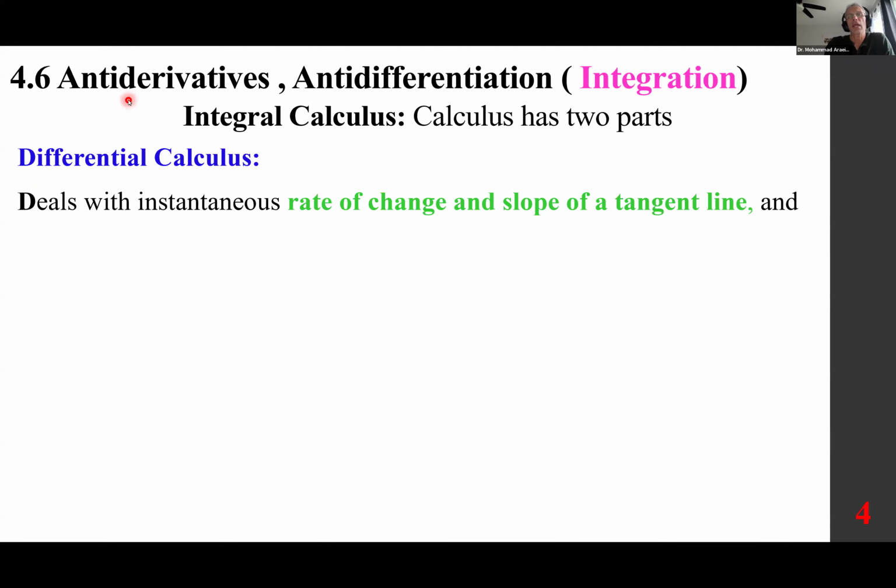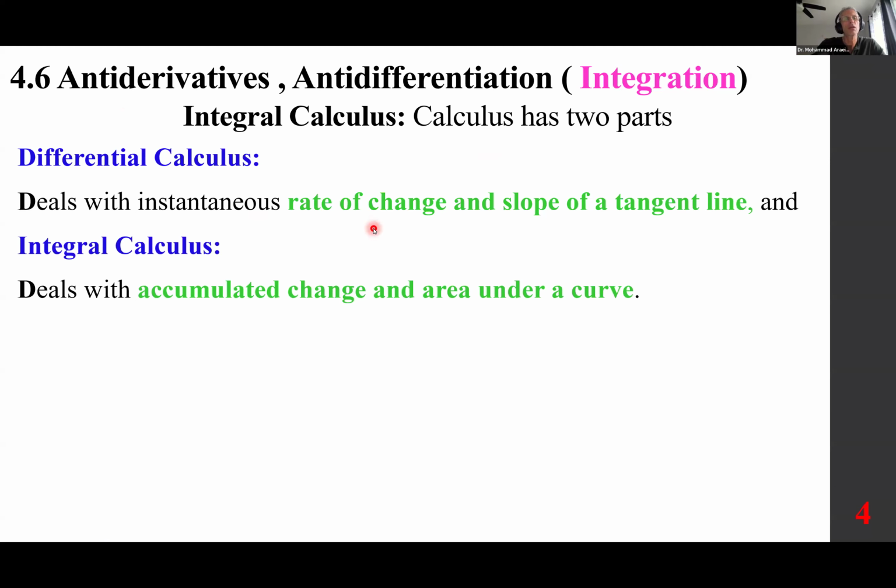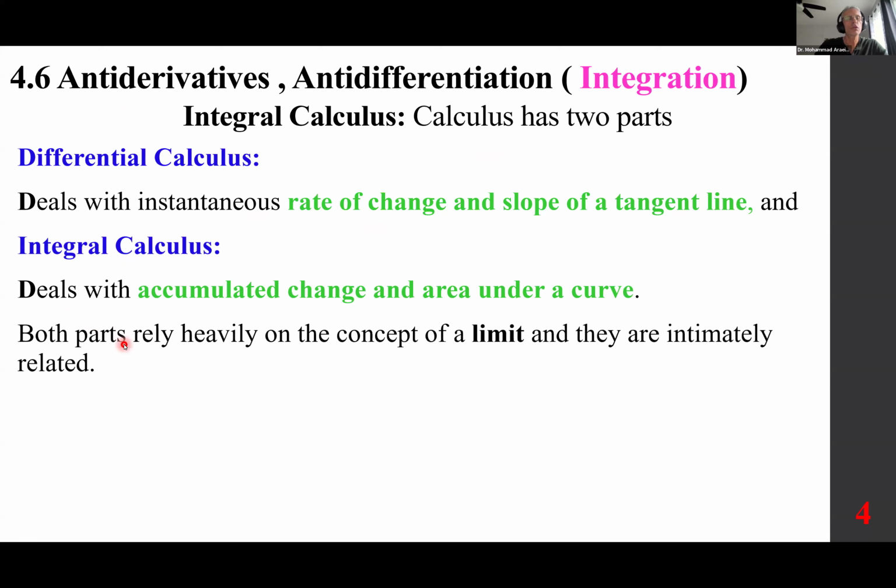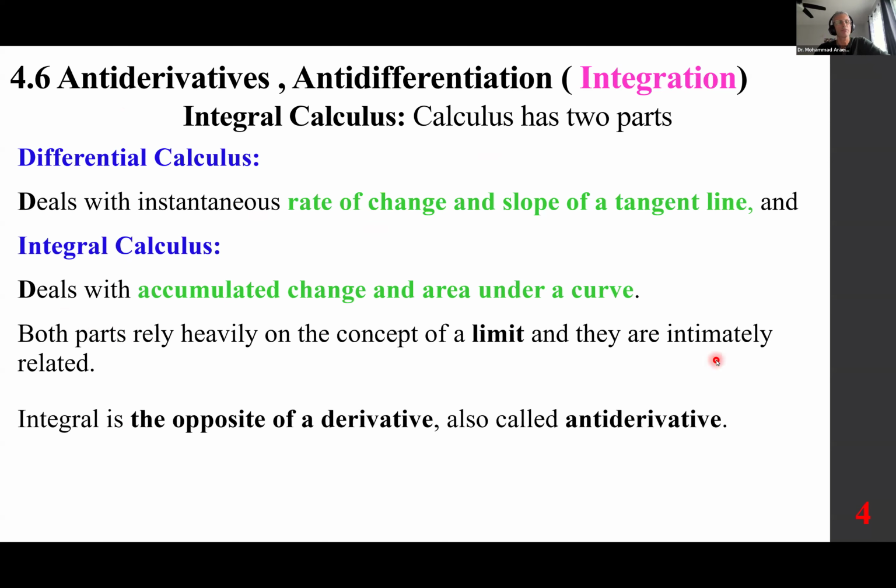4.6, antiderivatives, antidifferentiation, also known as integration. Integral calculus has two parts. Differential calculus, which deals with instantaneous rate of change and slope of a tangent line. Integral calculus, which deals with accumulated change and area under a curve. Both parts rely heavily on the concept of a limit, and they are intimately related.